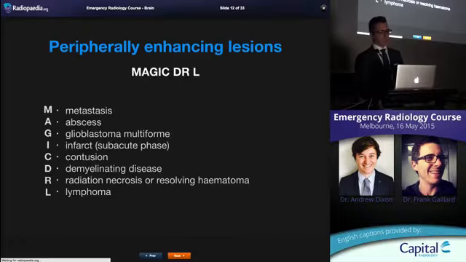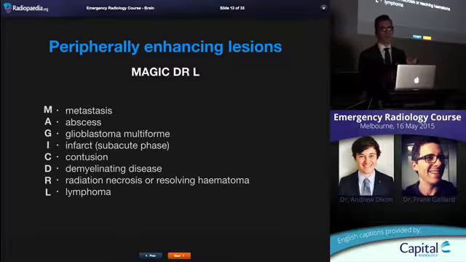So peripherally enhancing lesions, and I prefer this term to ring enhancing because some people equate ring to that very smooth appearance that you see around abscesses rather than the lumpy, bumpy kind of peripheral enhancement of GBMs and metastases. And it's a long list. You need to ask the patient questions. Usually you'll figure that out from that. Sometimes you won't.